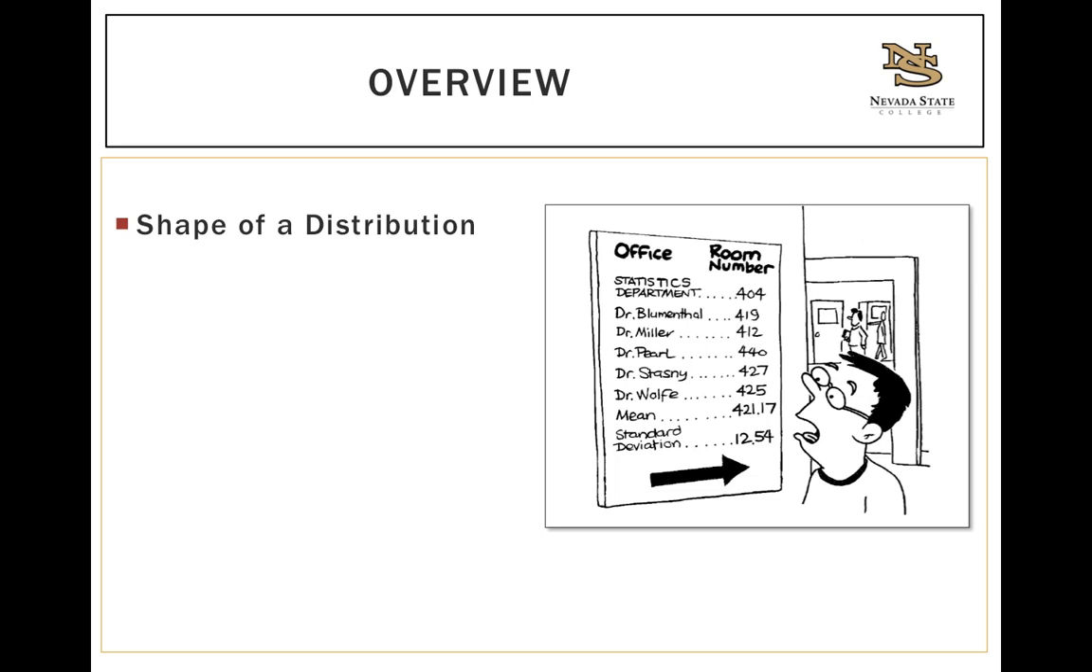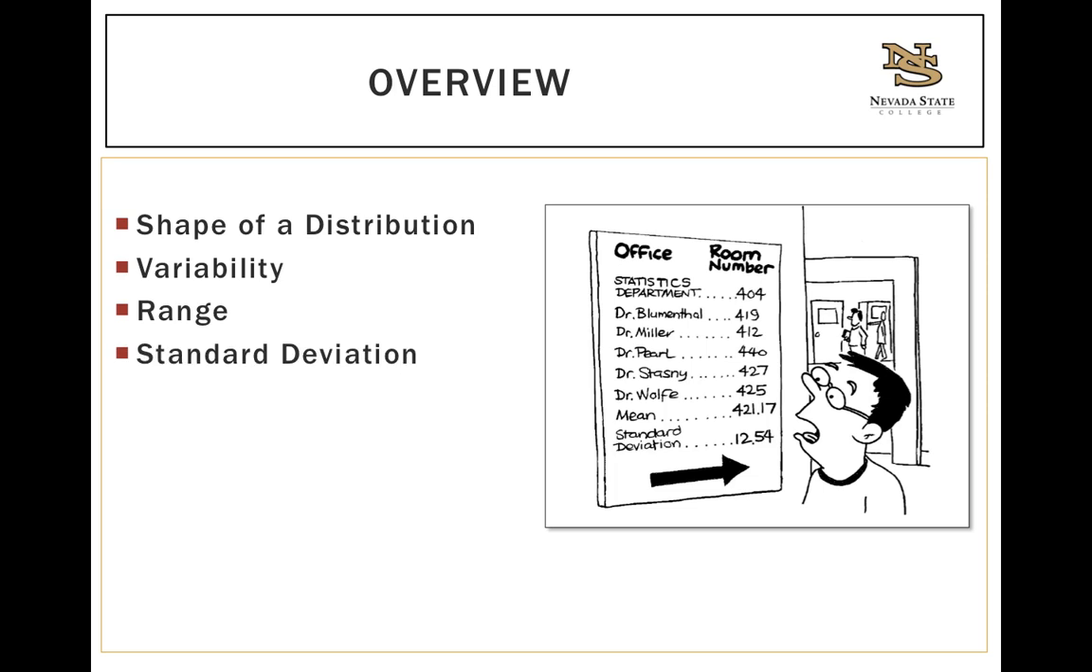First, we'll be going over the shape of a distribution, which you probably already went over a little bit in central tendency and frequency distributions, but we'll go over it one more time. Next, I'll introduce the idea and concept of variability, and then we'll move on to how we calculate variability. The first way that we calculate it is through the range, and then we'll move on to standard deviation.